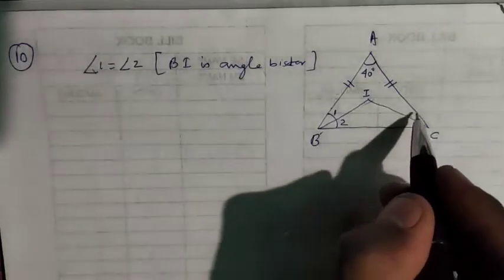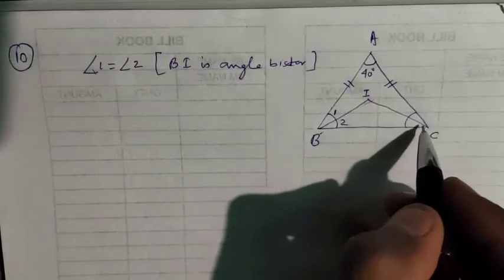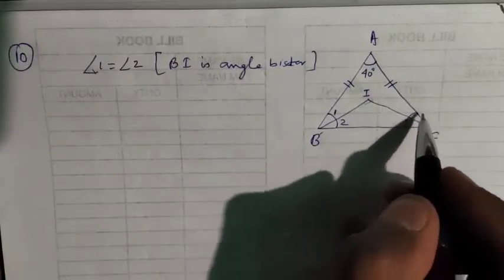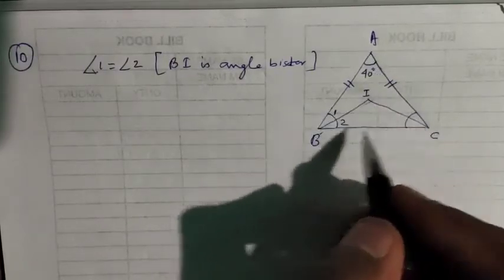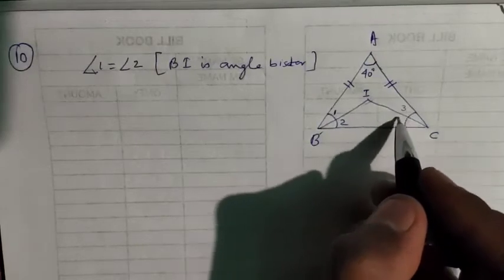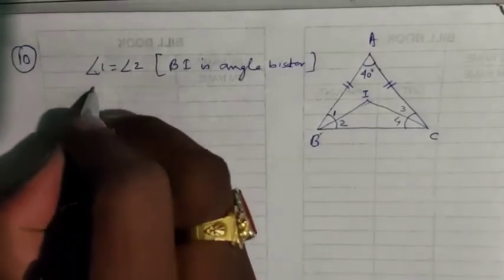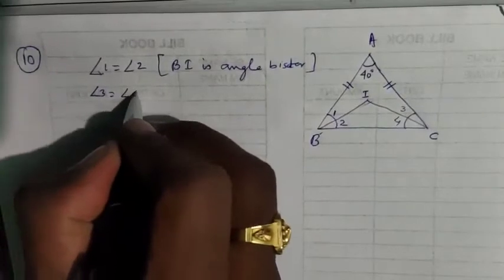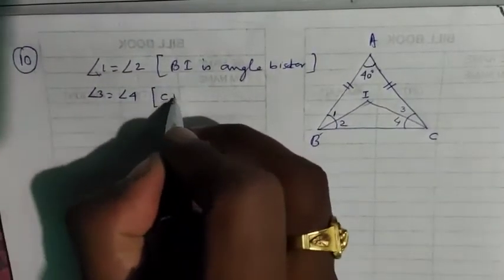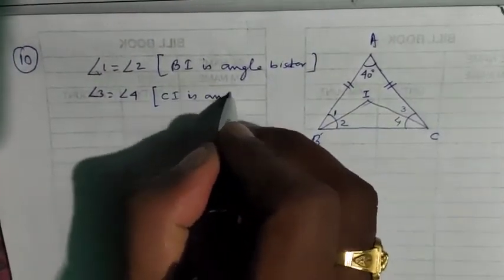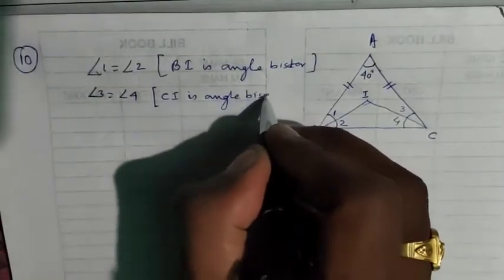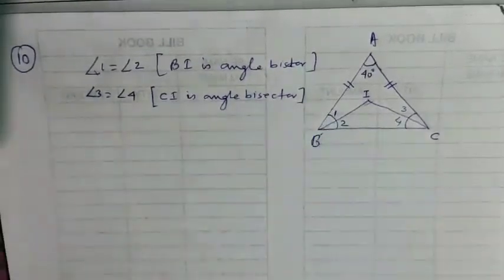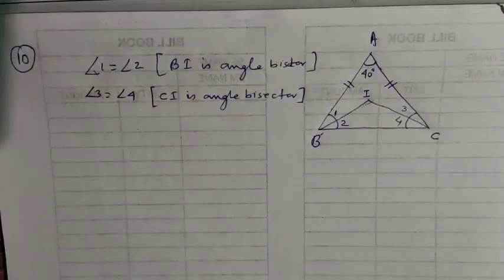This CI is also the bisector. It means this CI line divides this angle ACB into two equal parts. Here we will write 3 and 4, and we can write angle 3 is equal to angle 4. Why? Because CI is the angle bisector. Now the question asks that find angle BIC.